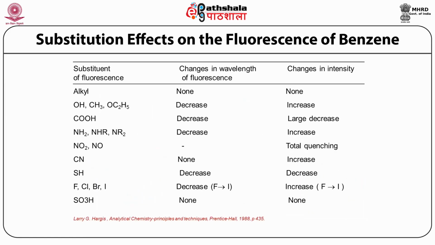We discussed the substitution effect on the fluorescence of benzene. You can see here a very important slide showing that an alkyl group doesn't cause any change in the fluorescence. However, OH, methyl and OCH2CH3 groups cause a decrease in fluorescence wavelength, while the intensity of fluorescence increases. A carboxylic acid group again decreases the fluorescence wavelength, but a large decrease is observed in the fluorescence intensity. Similarly, amino groups, amides and primary, secondary and tertiary amines decrease the fluorescence wavelength and increase the fluorescence intensity.